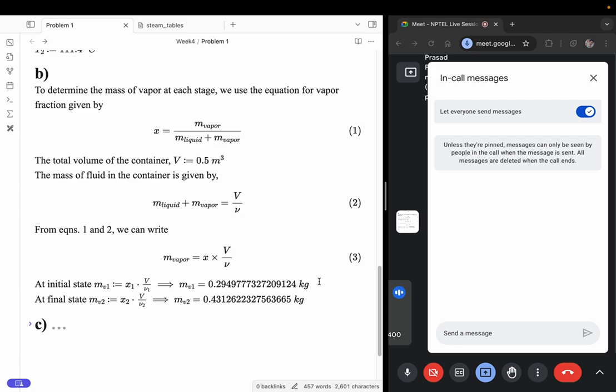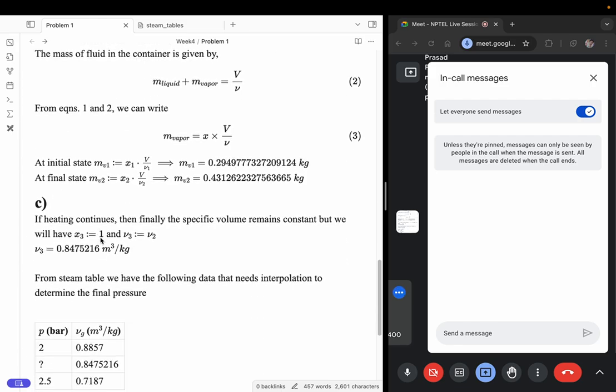Now if the heating is continued further till all of the liquid is converted into vapor, the vapor fraction is going to be 1. So in that scenario, we have x3 as 1, but the specific volume should remain constant, because the volume and mass are constant. Since it is a rigid container, volume is not increasing, and it is a closed container, so the mass is also constant. So your specific volume remains constant, so v3 equals v2. So I have my v3, which is equal to v2 and which is equal to v1. So my volume is there.